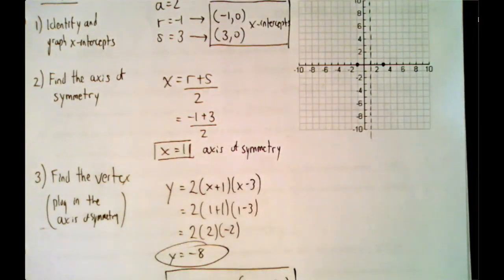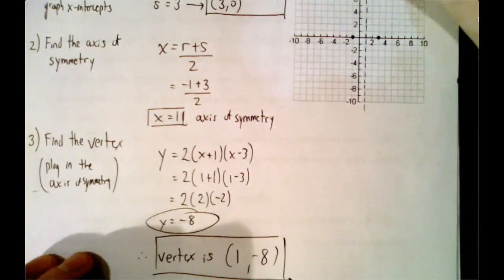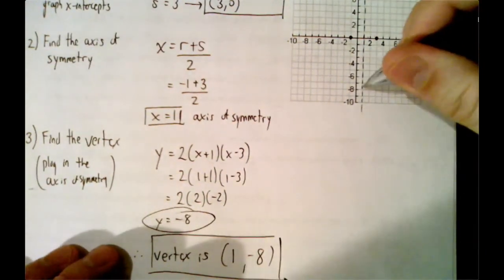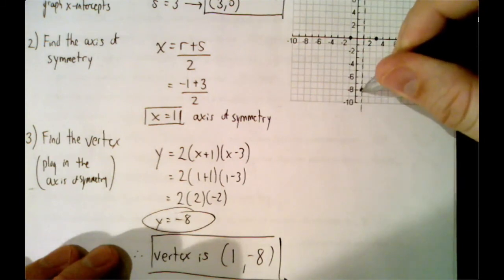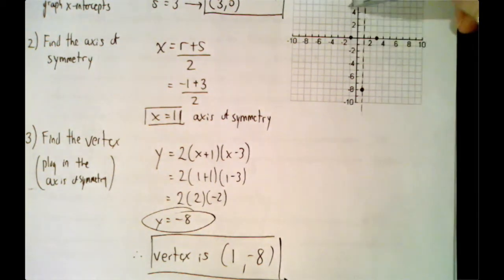And now we just have to graph 1, negative 8. And now we have enough points to come up with a parabola. We can just connect these 3 points and extend them a little bit, and that's a parabola.